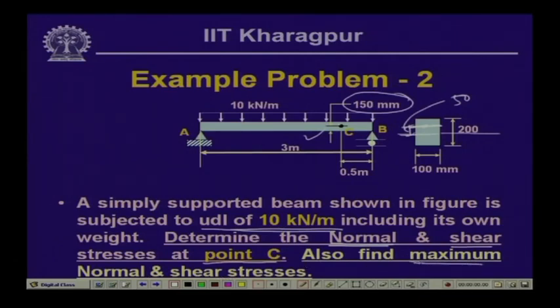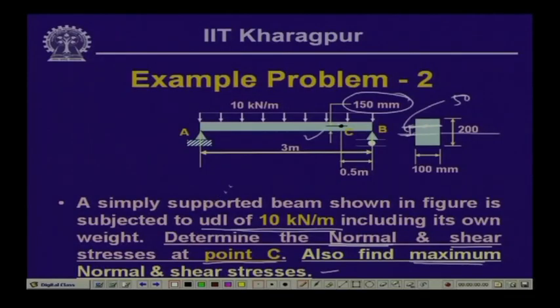Naturally, to compute the maximum normal and the maximum shear stress, we will have to know at which point along the length of the beam we have the maximum bending moment and the maximum shear force. To ascertain these values, you will have to draw the bending moment and shear force diagrams, and then correspondingly you can find out where the maximum bending moment and the maximum shear stress occur.